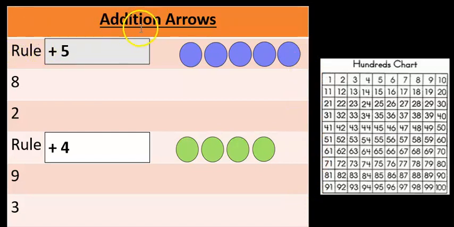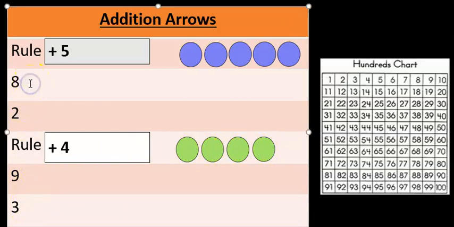Now it says addition arrow, so write that on your paper. I want you to copy down the rule. It says plus 5, and Mr. Begay put 5 circles here for you. I want you to draw that. Write number 8, 2, come down to the next one. Here the rule says plus 4. And Mr. Begay provided 4 green circles here for you to count with again. And write 9 and 3.